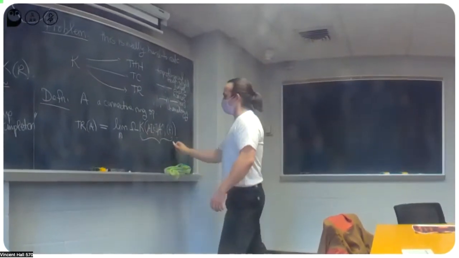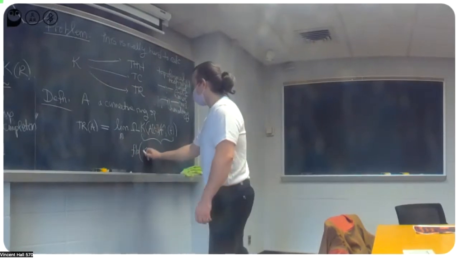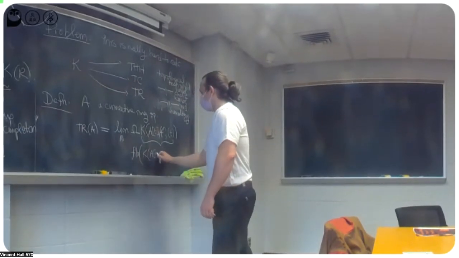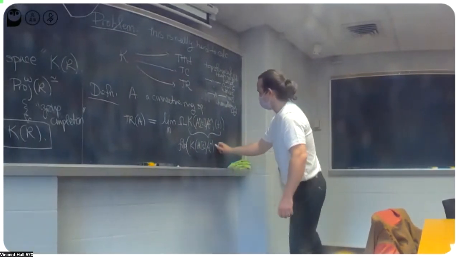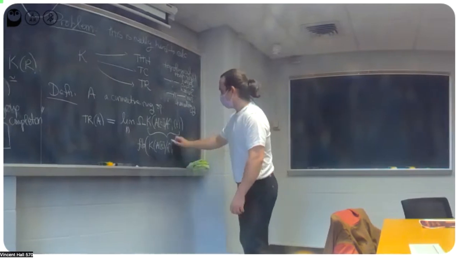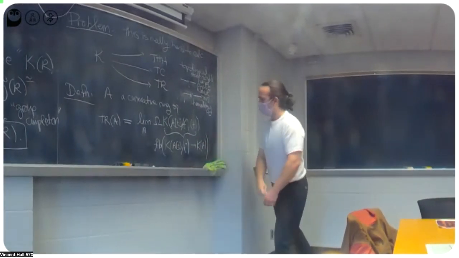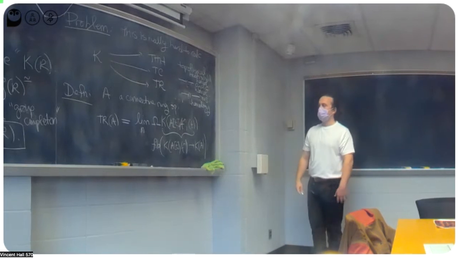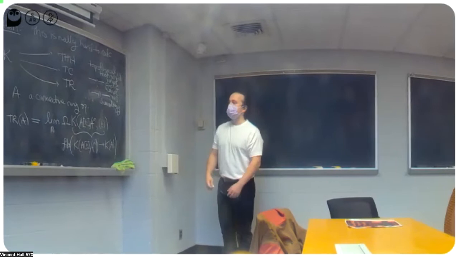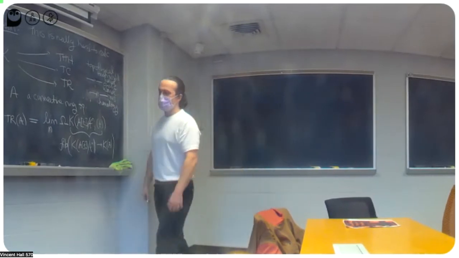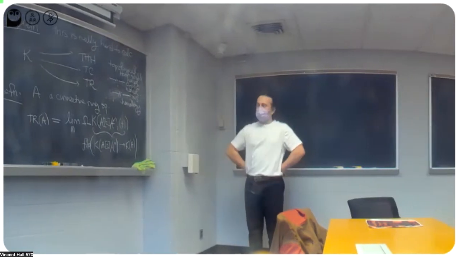So this thing is defined, as I just said verbally, as the fiber of the map from the K-theory of A tensored with the truncated polynomial algebra down to the K-theory of A. And so this is what we're going to say TR is for today. I think that will suffice for what we're going to talk about.